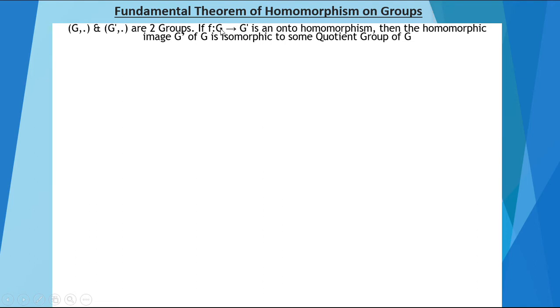Every homomorphic image of G is nothing but a quotient group of G.